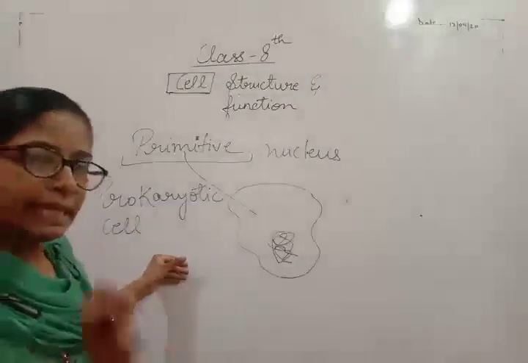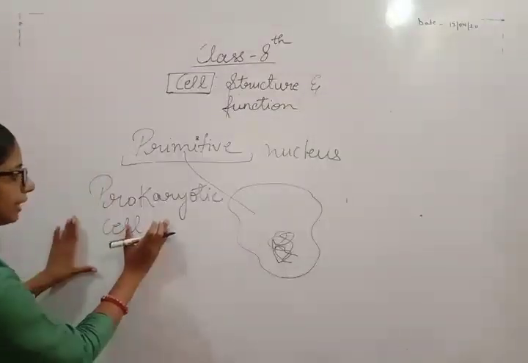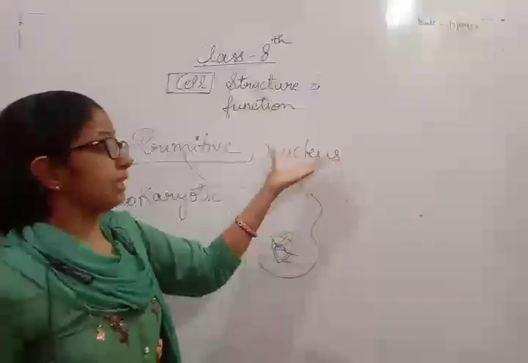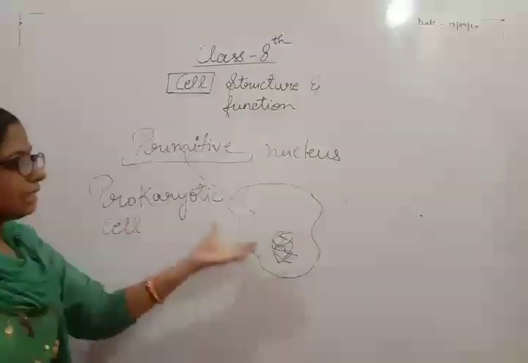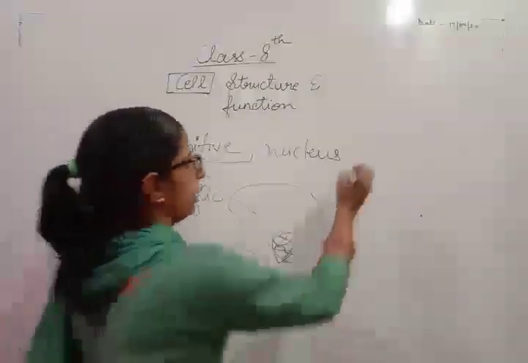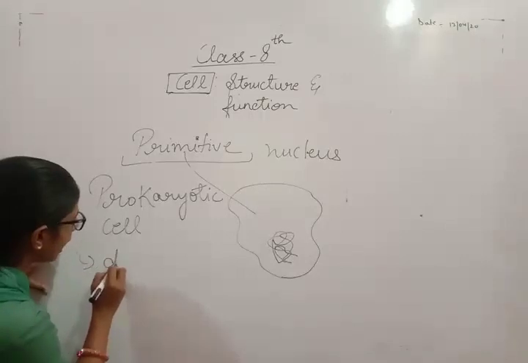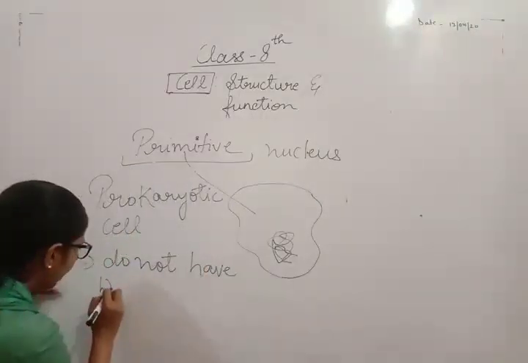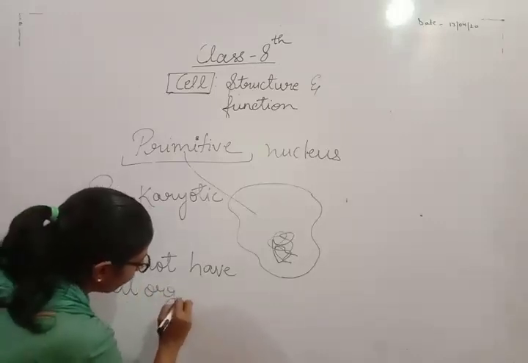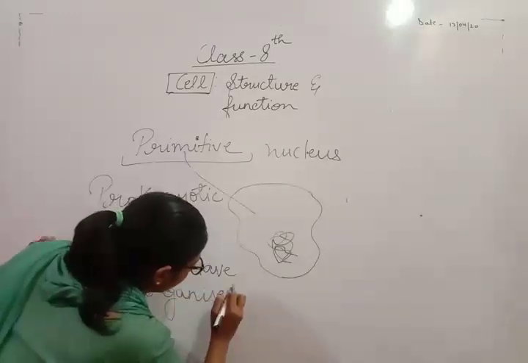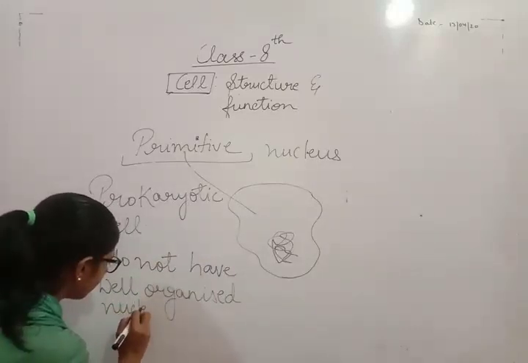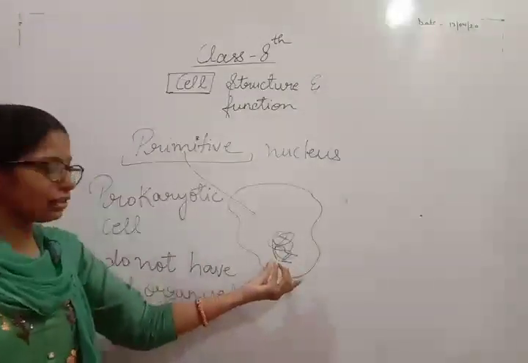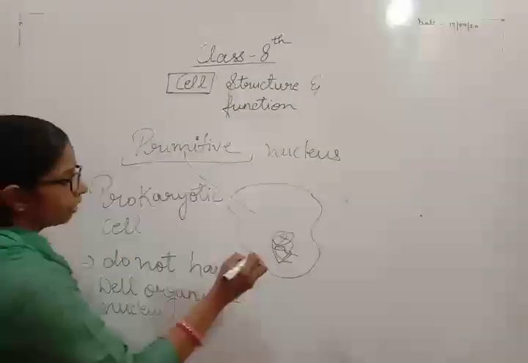So the main thing about prokaryotic cells is these are the cells with primitive nucleus. And what is primitive nucleus? Means it is not organized. These cells do not have a well organized nucleus. And this not so well organized nucleus is known as nucleolus.